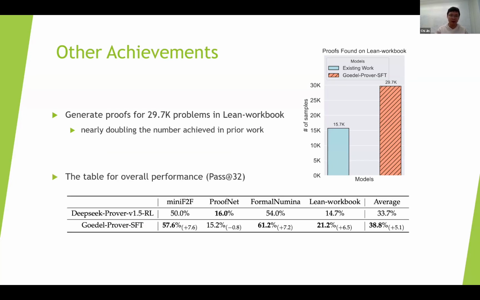And this is our overall performance across a bunch of datasets, including Lean miniF2F, ProofNet, and FormalNumina, which is an internal Numina dataset we use as a benchmark.